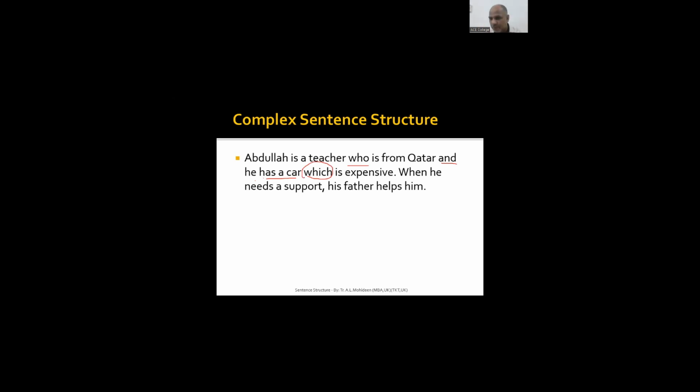So one idea is complete. Now I'm talking about another idea. When he needs support, his father helps him. So we can say his father always helps him. What do you think about the sentence? Have you understood how to make your complex sentences? How you change your simple into complex? Clear? The basic idea I have discussed.